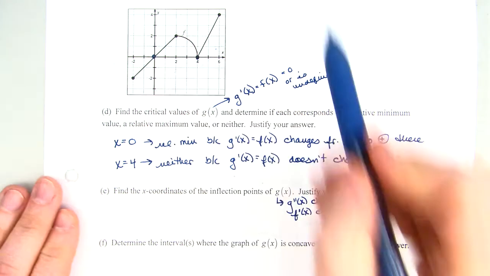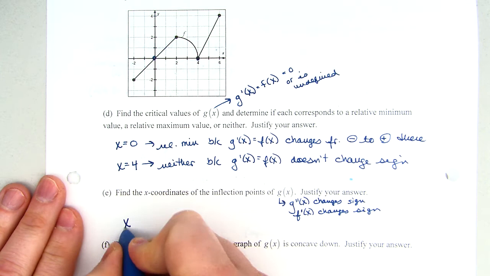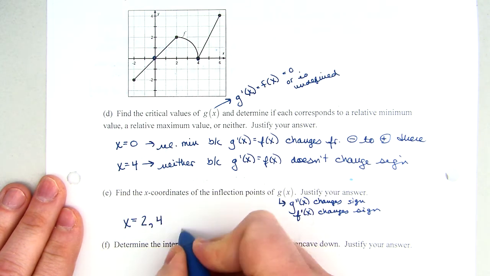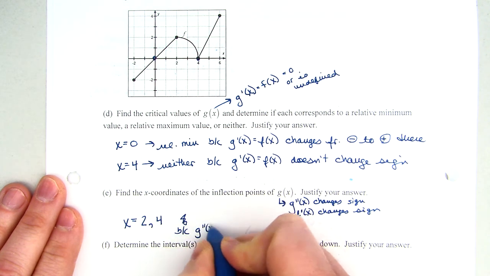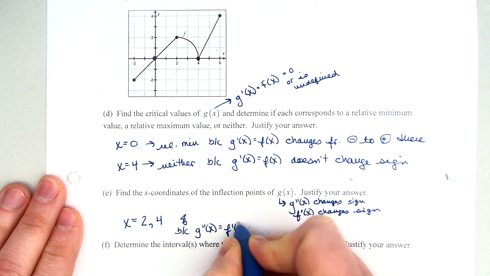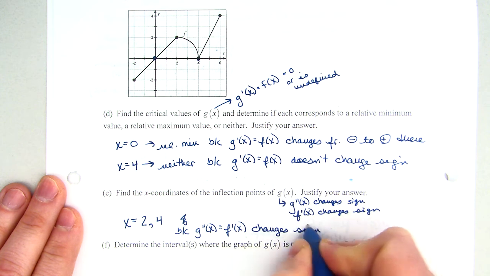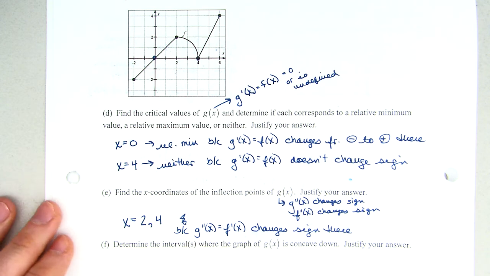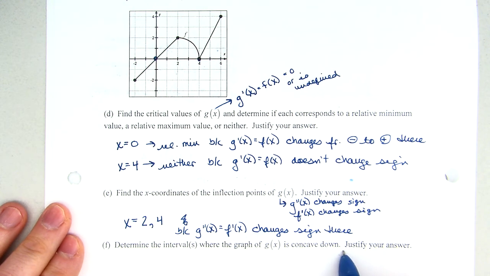I think because we have f and we want to know about f prime, I need to look for where the slope is changing sign. I think I'm going to have points of inflection at x equals 2 and x equals 4. Why? Because g double prime of x, which equals f single prime of x, changes sign there. I want to see if you can do part F. I think you can probably figure that out. Send in your answer and make sure you also send in the justification.